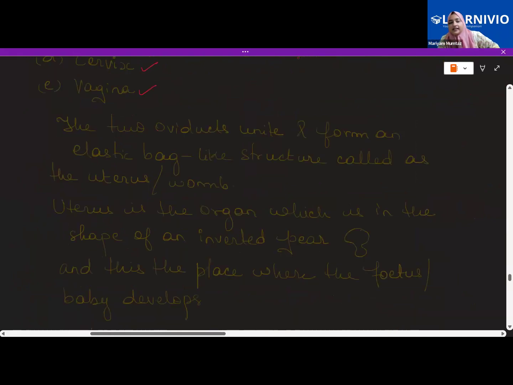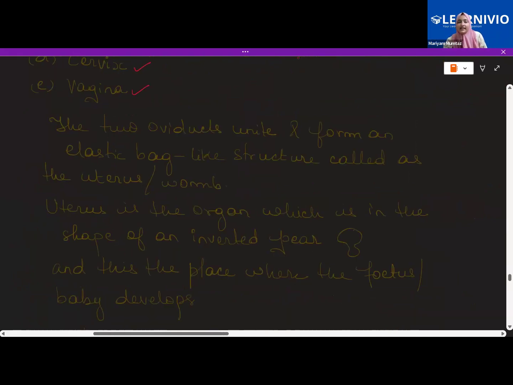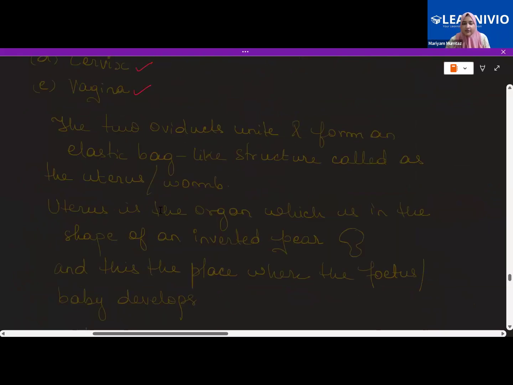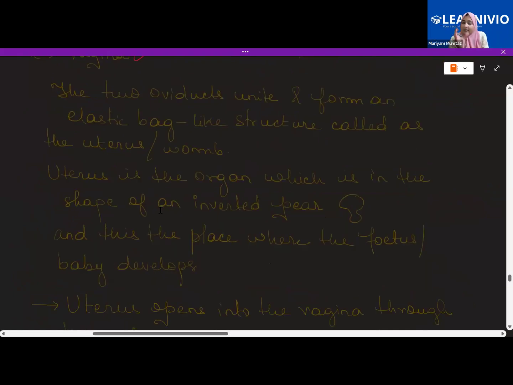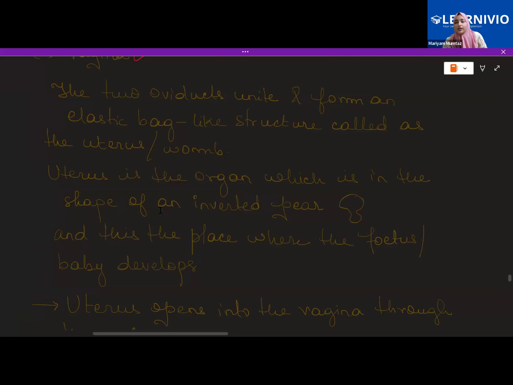So the two oviducts unite and form an elastic bag-like structure called the uterus or the womb. This is the organ with the inverted pear shape, and this is the place where the fetus would grow or develop. It is made up of muscles that have a lot of stretchable power. They can stretch a lot. That is why as the fetus or the baby develops, the uterus expands alongside.